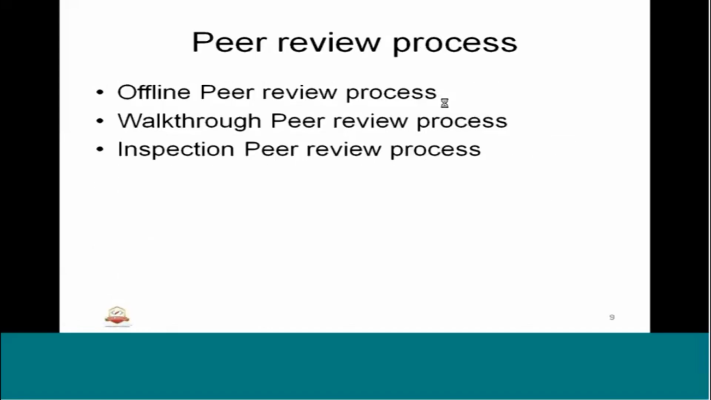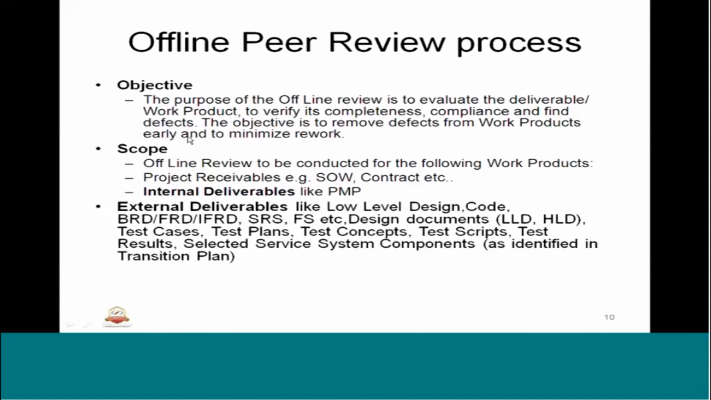What are the peer review process and types of peer review process? There are three types of peer reviews that can be done: offline peer review, walkthrough peer review, inspection peer review. What are those? Okay, the offline peer review process is as per below. The purpose of the offline review is to evaluate the deliverable work product to verify its completeness, compliance, and find defects.